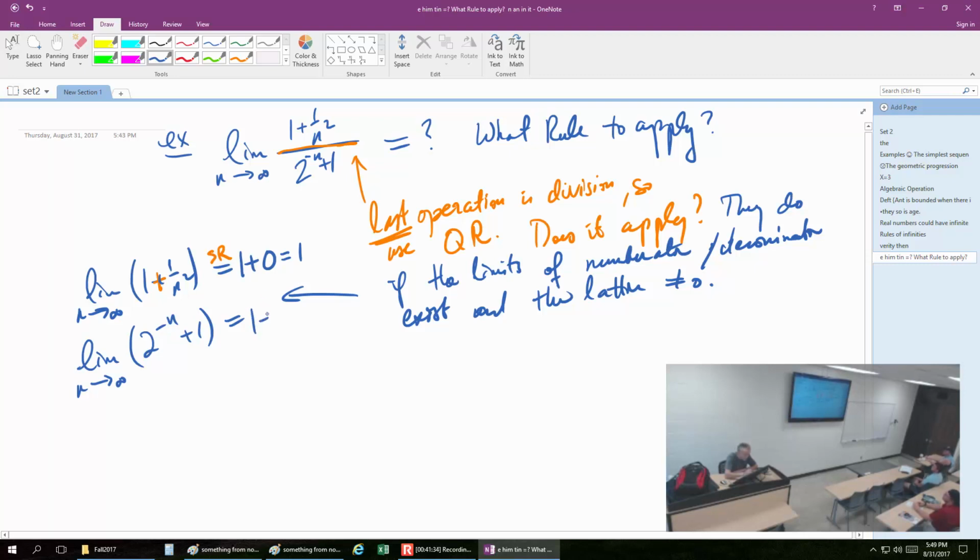It's still 1, because 0 plus 1 is equal to 1. Once again, it's by the sum rule. In either case, if you need details, you have to explain, not in the online homework, but frequently on a test or written assignment, you might also have to explain even why the limit of 1 over n squared is equal to 0, and you have to maybe find some reference to that.